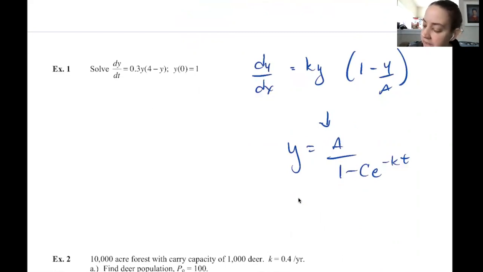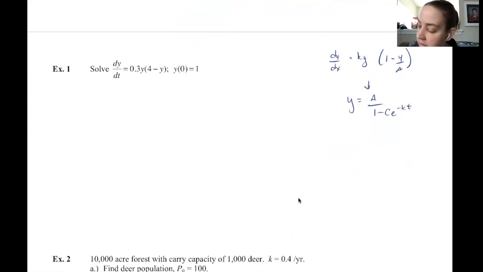Sorry, I'm trying to shrink this so it doesn't take up the entire space. There we go. All right.